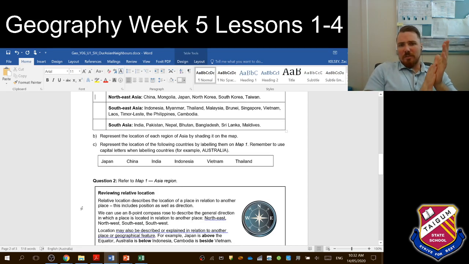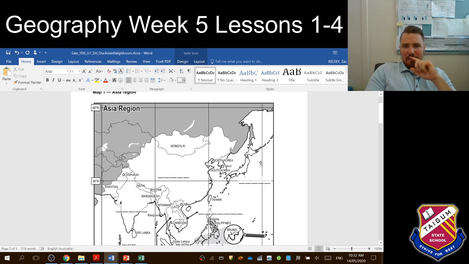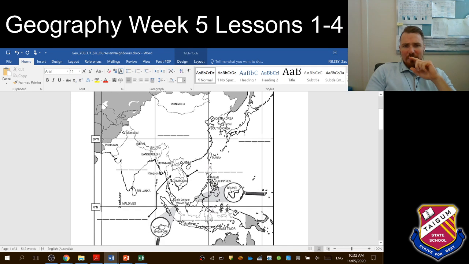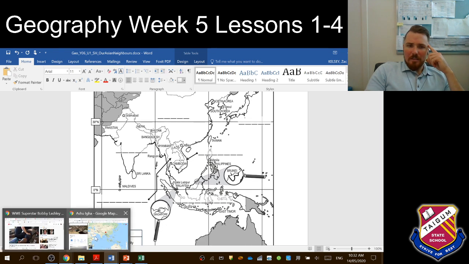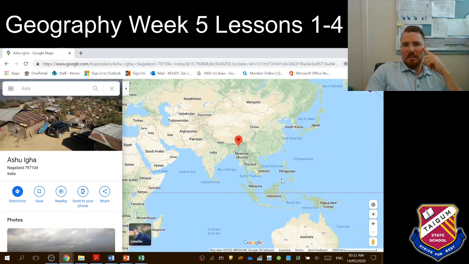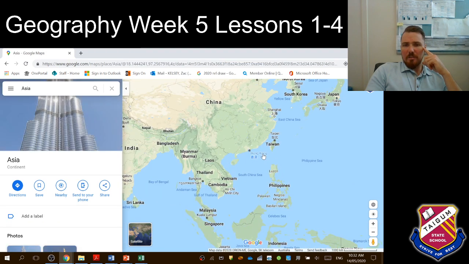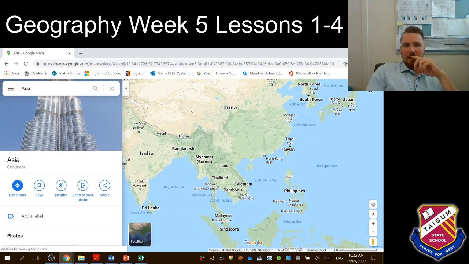Represent the location of the following countries by labelling them on the map. Remember to use capital letters when labelling countries, for example, Australia, Japan, China, India, Indonesia, Vietnam and Thailand. So these are certain areas here that have been left out that you need to fill in. You can use our Google map as a guide if you would like, to help show you what the names of those countries may be.